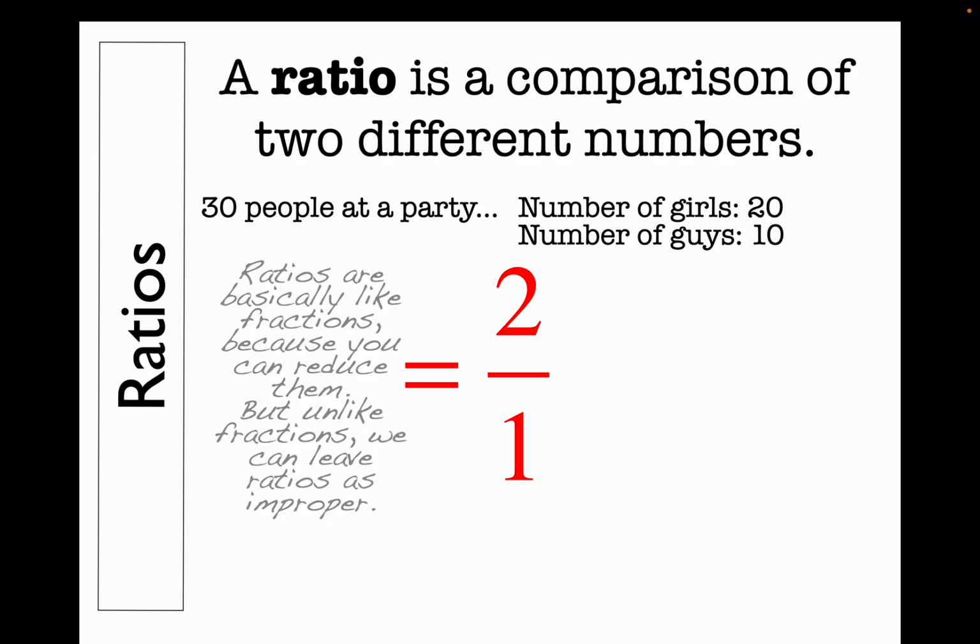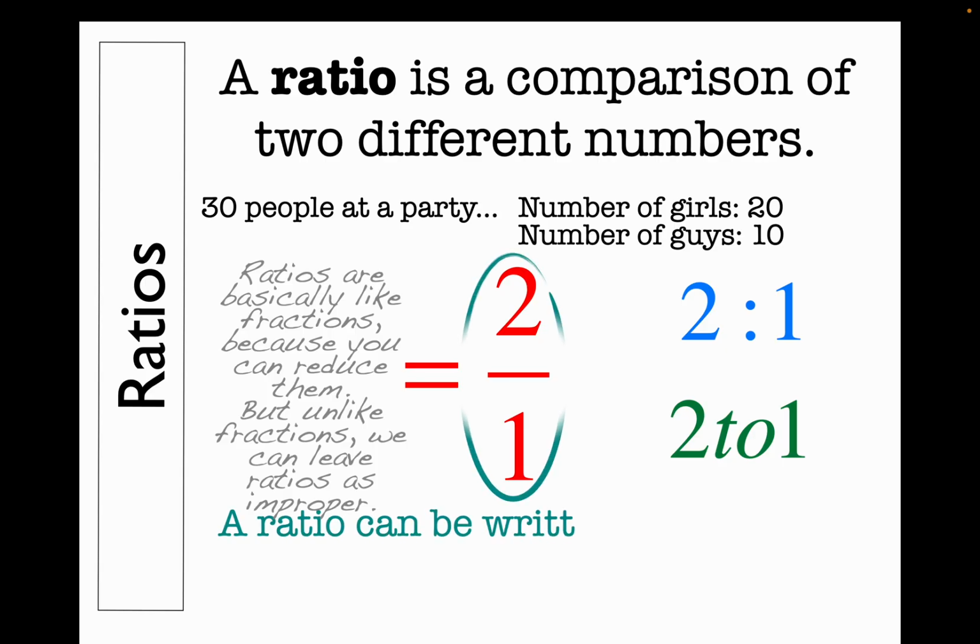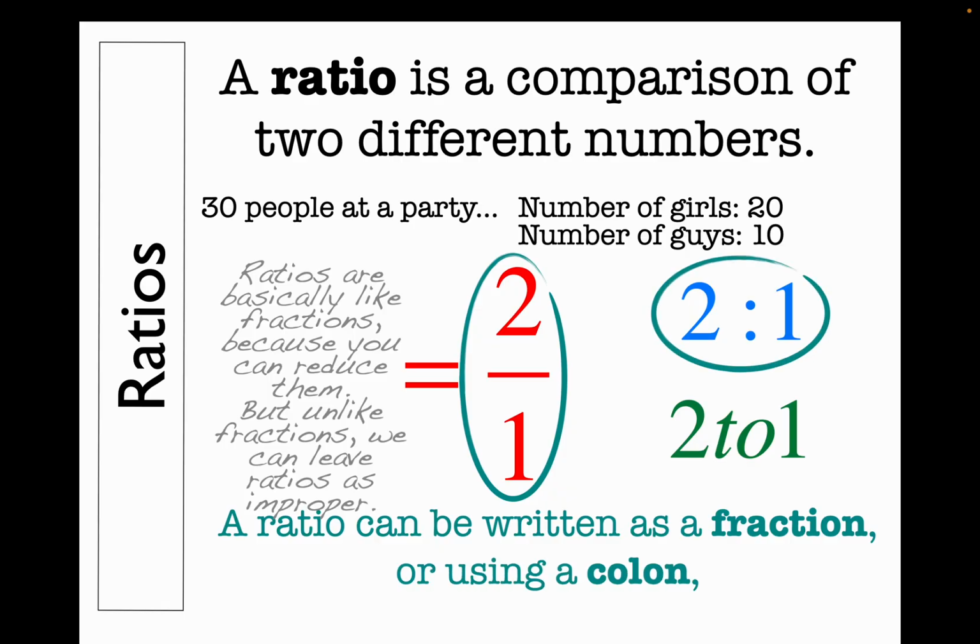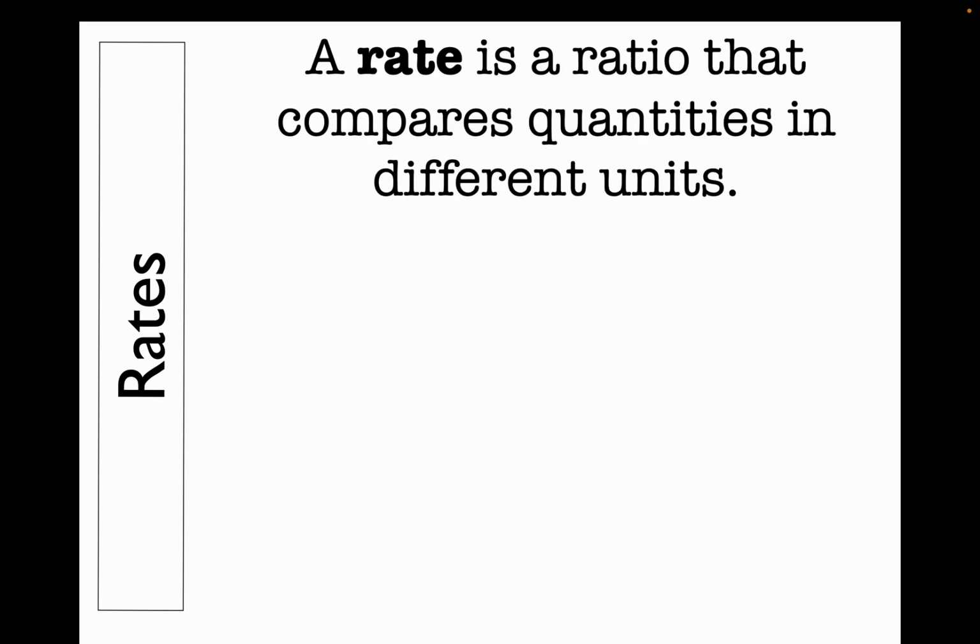combined together. So yeah, we can also say ratios in the form of the words 2 to 1 or with a colon, 2:1. So it can be written as a fraction, using a colon, or with the words 2-to-1 ratio. A rate is a type of ratio. A rate is a ratio, rate, ratio, those words are similar for a reason.